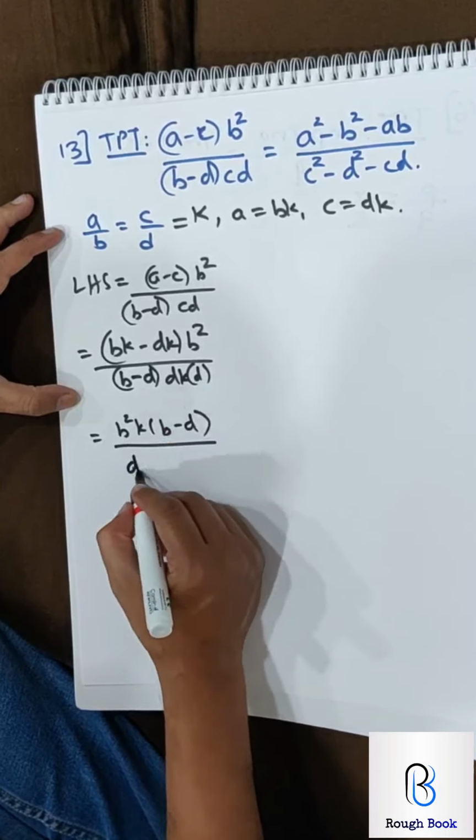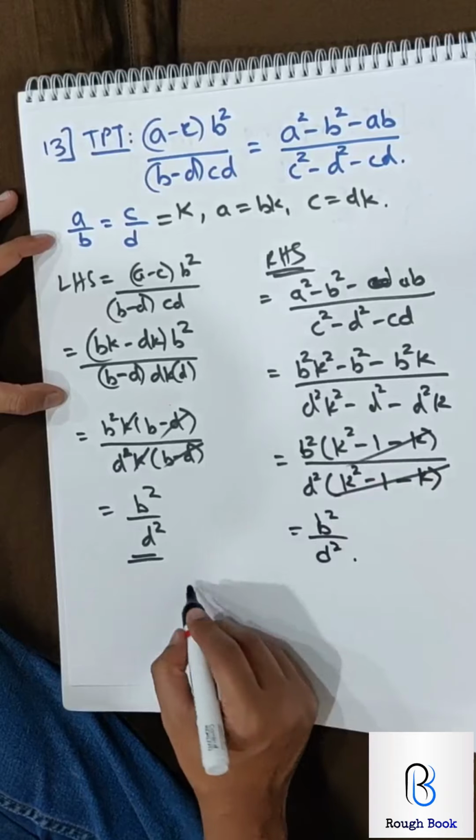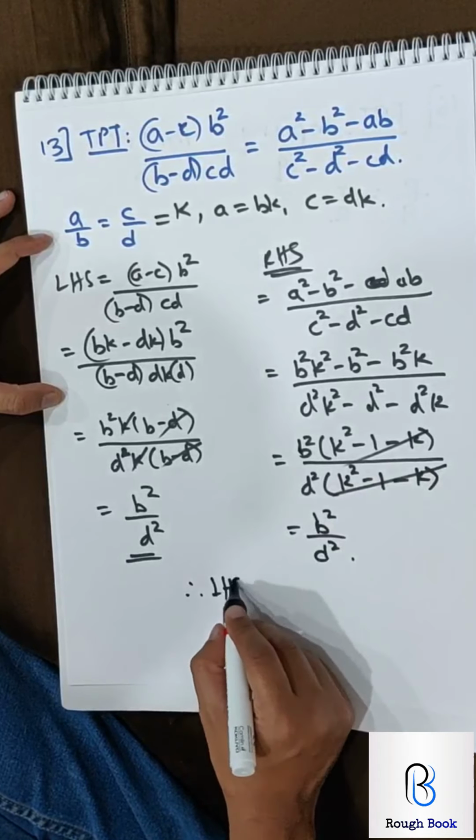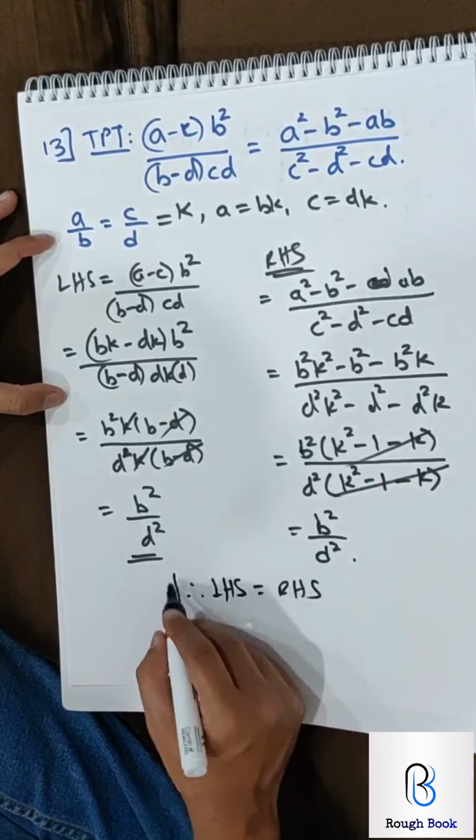I can pull B square common. So what is left is K square, nothing over here, and here K. I can pull D square common, so K square, nothing left 1, and here again K. B square by D square cancels. So therefore I can say LHS equals RHS.